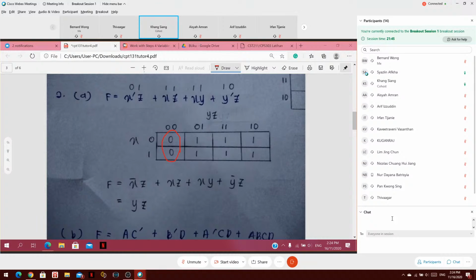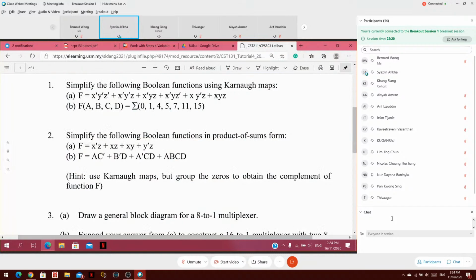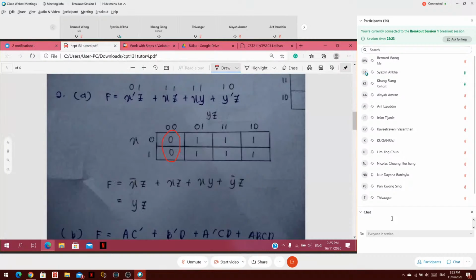My question is... You want to ask the question? Okay, you simplify the following Boolean function into product of sum form. F equals not x z plus x z plus x y, not y and then z. I use the Karnaugh map, and then I group the 0.